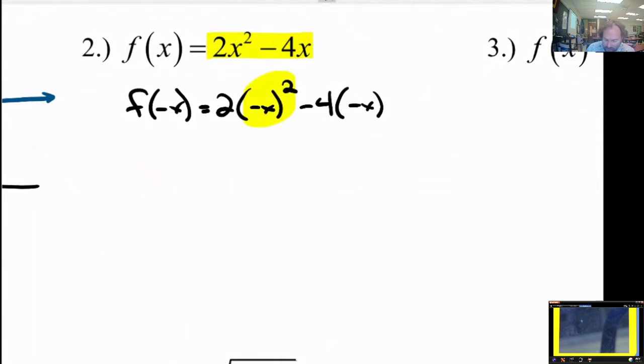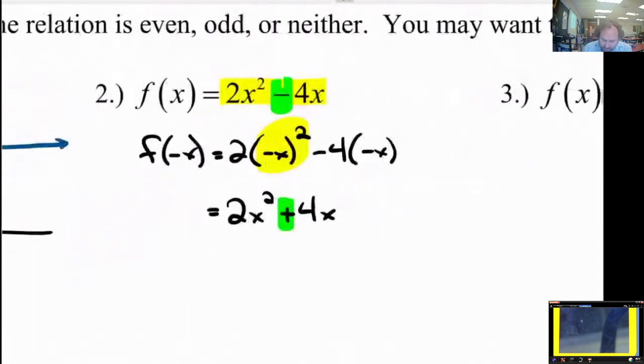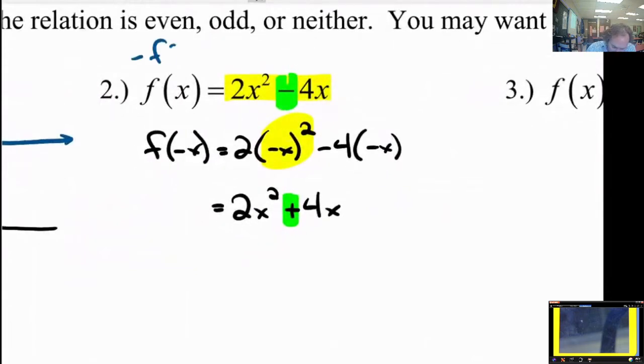Negative x squared is the same as positive x squared because squaring keeps it positive. So this is the same as positive 2x squared. However, negative 4 times negative x becomes plus 4x. Now, because this is not exactly the same as the original function, it's not even. So even is out. It's also not odd, because negative f of x, the odd case, would be if you took every term in the original function and changed its sign. It would be negative 2x squared plus 4x. We have the plus 4x, but we do not have the negative 2x squared. So the answer here is that it's neither even nor odd.